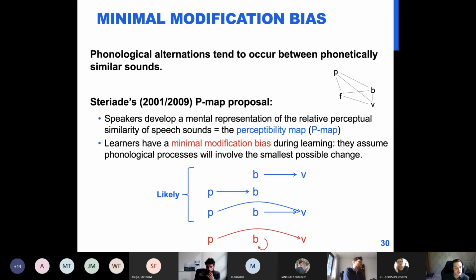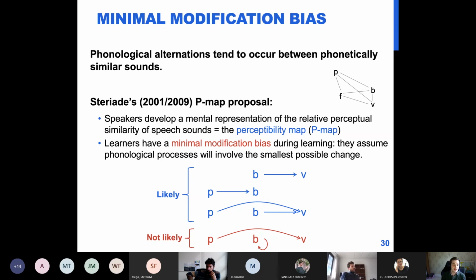What's particularly unlikely is this sort of saltatory case where you have P going all the way to V, but B is perfectly legal in whatever context you're talking about. So in that case, you're thinking, why does P go all the way to V? It could just go to B and be fine. So this kind of alternation is sort of inconsistent with this minimal modification bias idea.